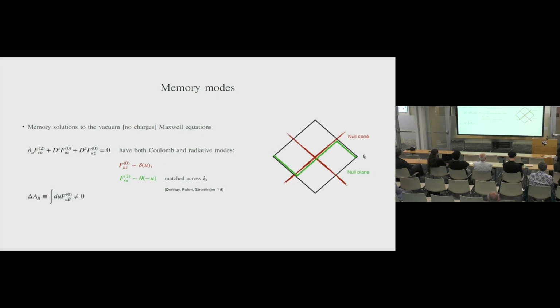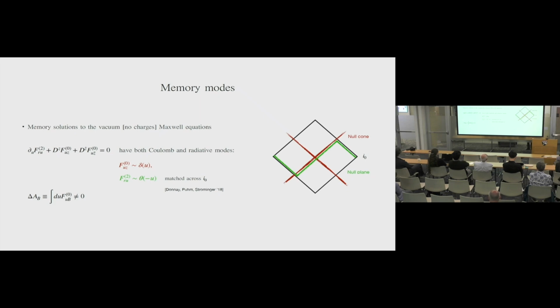Okay, so what do the solutions that have these modes turned on look like? Again, from the constraint equation, we can solve this constraint with these simple field profiles. Namely, we can choose the radiative field to be a delta function in u, and we can choose the Coulomb field to be a theta function in u. By choosing an appropriate distribution on the sphere, you'll be able to solve these constraints with these field profiles.